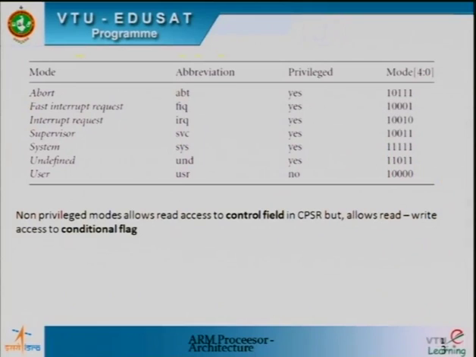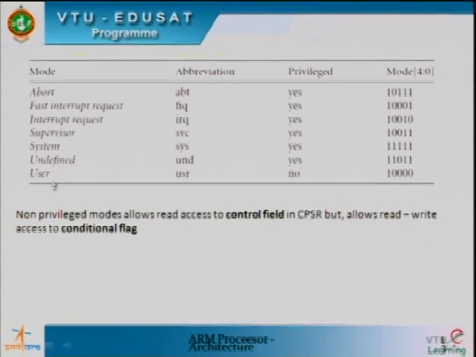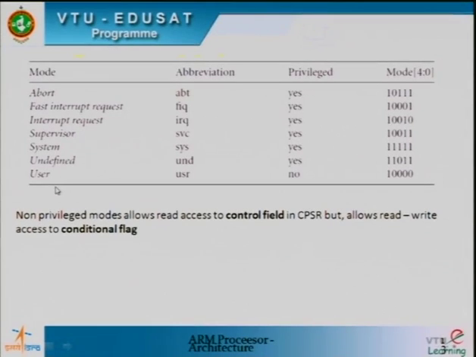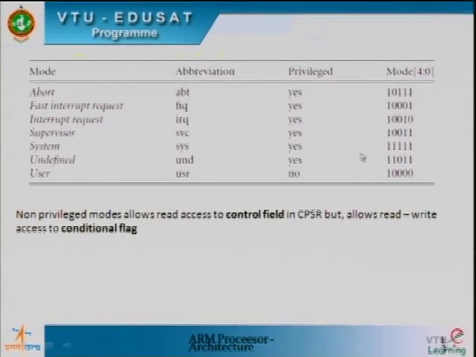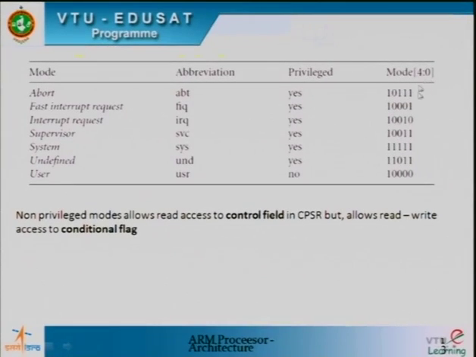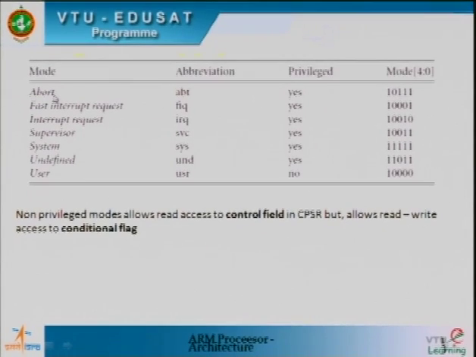So the summary of the different modes of execution: abort mode, fast interrupt, supervisor, system mode, undefined mode, and user mode. All these different modes of execution do require a specific setting in the CPSR. That means, in the processor status register, bit number 0 to bit number 4. So these bits are used in the processor status register. So we need to specify a specific sequence of bits in order to make the processor enter into this specific mode of execution.